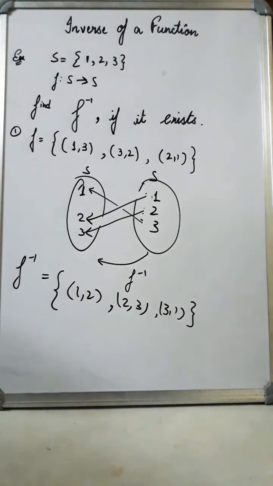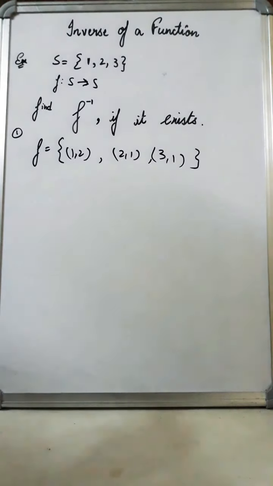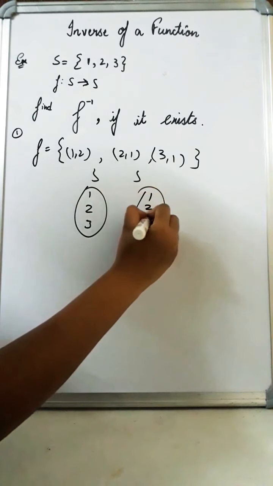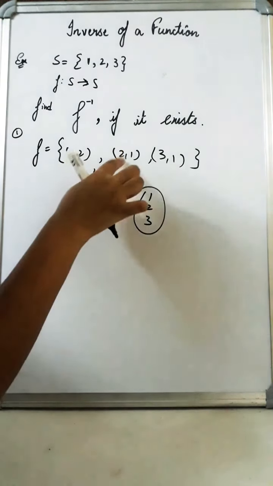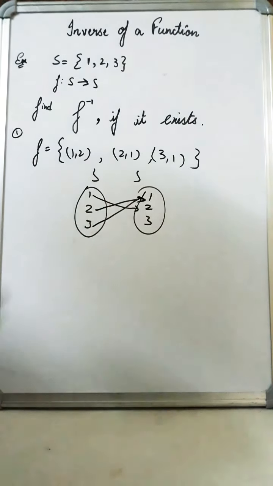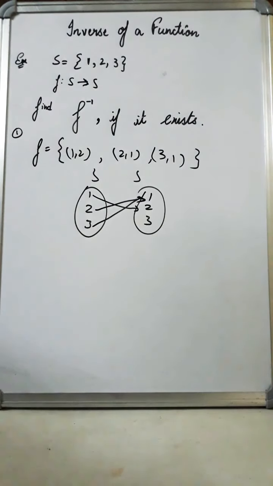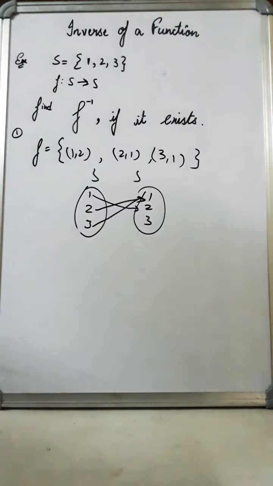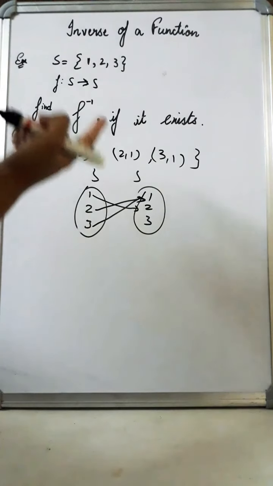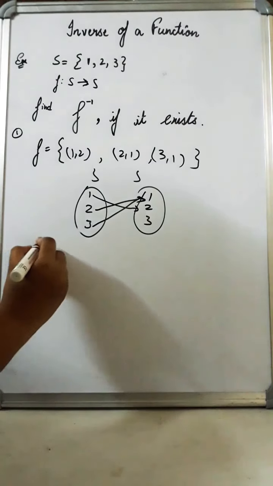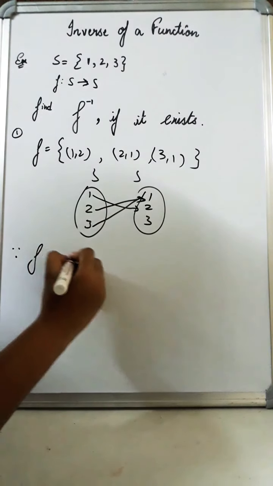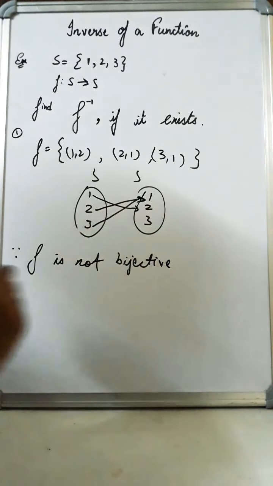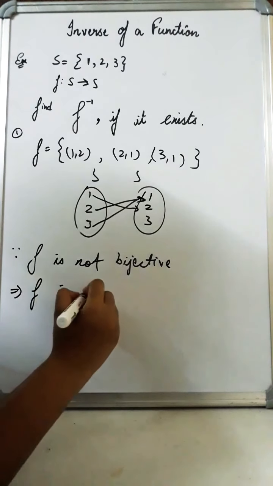Let us take another example. So let us check if it is a 1-1 onto function or not. Simply it is mapped from S to S, 1 2 3, 1 2 3. 1 is mapped to 2, 2 is mapped to 1, 3 is also mapped to 1. First of all, this is not a bijective function because this is a many-one function. It's not 1-1. If it's not 1-1 or injective, it's not a bijective function. So first of all, this function is not invertible, so there does not come a need to find its inverse. Since f is not bijective, f is not invertible.